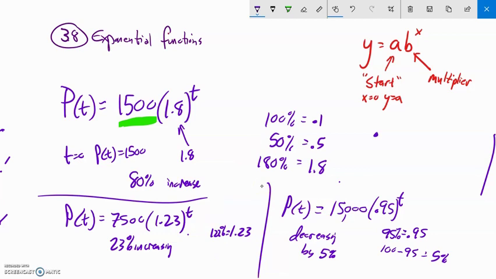So if I ended up with a percentage of 0.87 as some multiplier out here, notice that I know it's decreasing. That's less than one. 100 minus 87 is 13. So this would be decreasing by 13%. Think of everything in terms of one. Think of everything in terms of 100%.